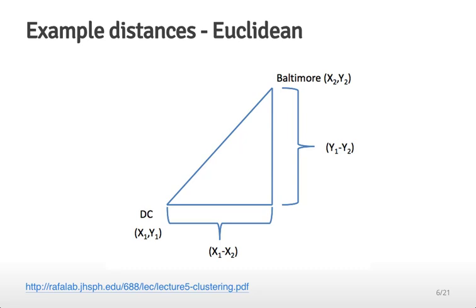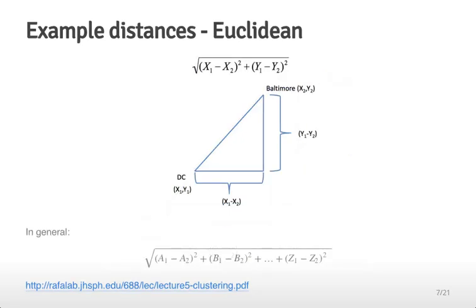And some combination of these two distances adds up to give you what you're looking for, which is the distance between DC and Baltimore. And if you recall from geometry class you may have taken a long time ago, the way that you actually calculate the distance between Baltimore and DC in this case is you take the squared distance between the x values and the squared distance between the y values, and you take the square root of that, and what you end up with is the distance between DC and Baltimore.